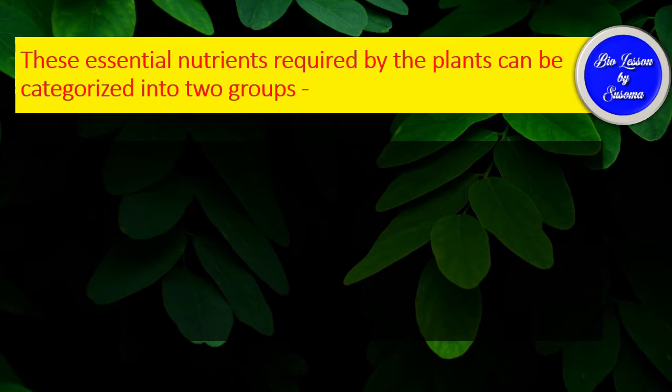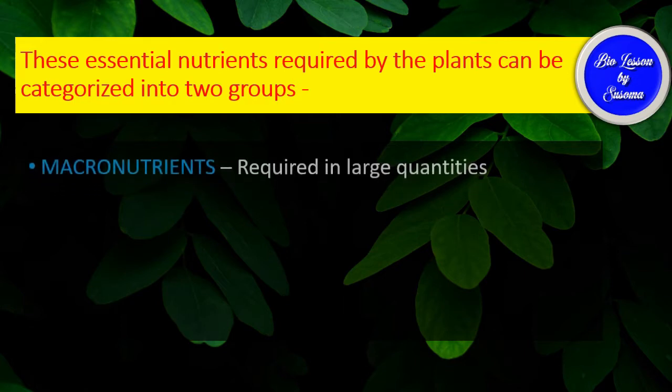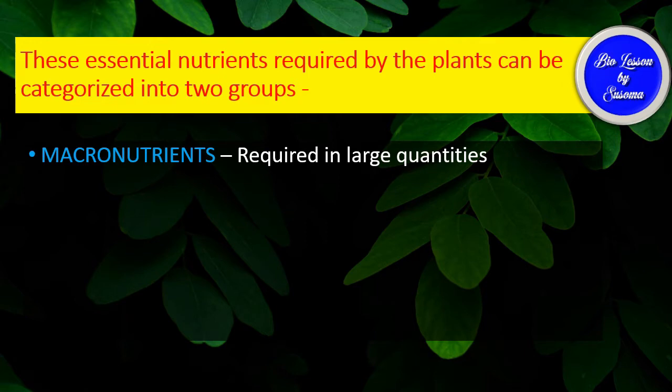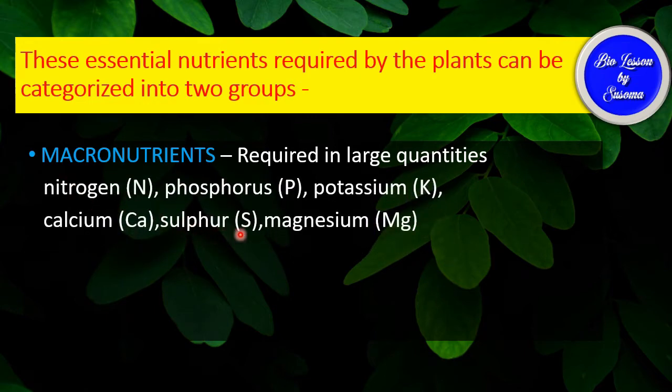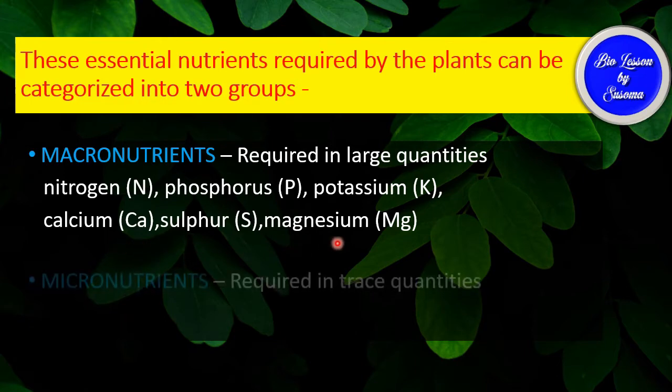Next, these essential nutrients required by the plant can be categorized into two groups: macronutrients and micronutrients. Macro means large, so macronutrients are required in large quantities. Examples of macronutrients are nitrogen, phosphorus, potassium, calcium, sulfur, magnesium.